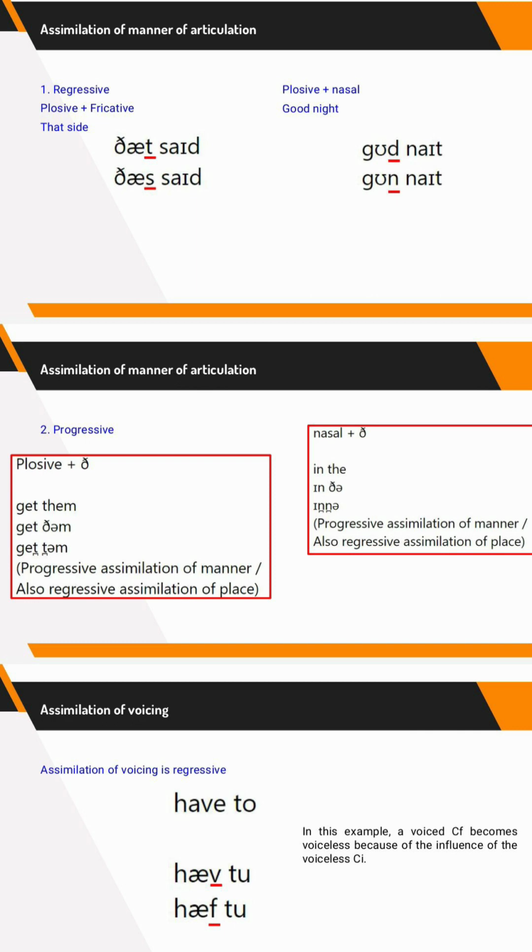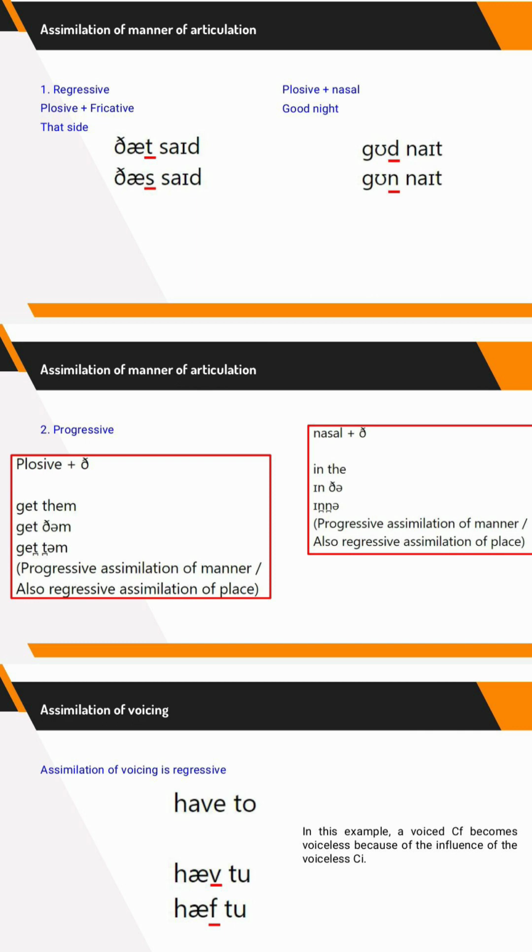And here we can see that CF changes to be dental, just like CI, and this is regressive assimilation of place. And also CI changes to a plosive from a fricative, just like the manner of the preceding consonant. Another case is when we have nasal plus the, and here we also have 2 types of assimilation, regressive and progressive, because both CF and CI change, only in this case.